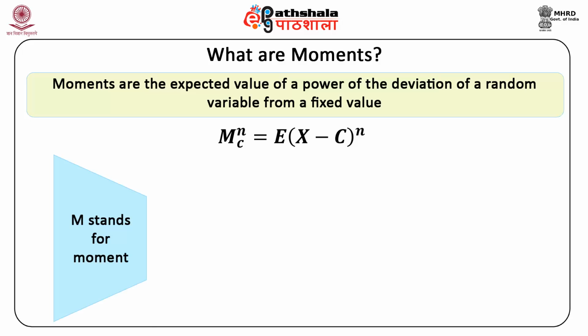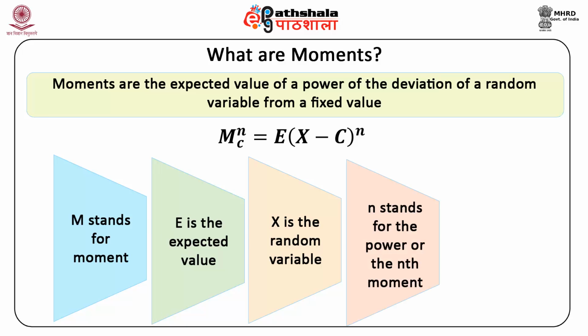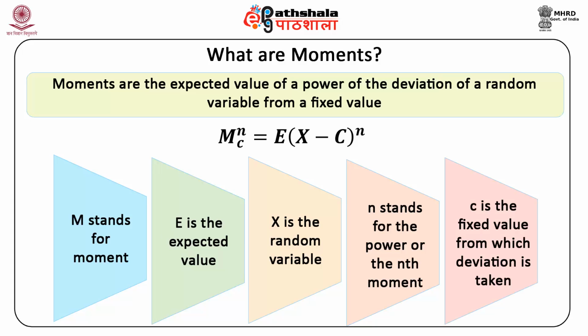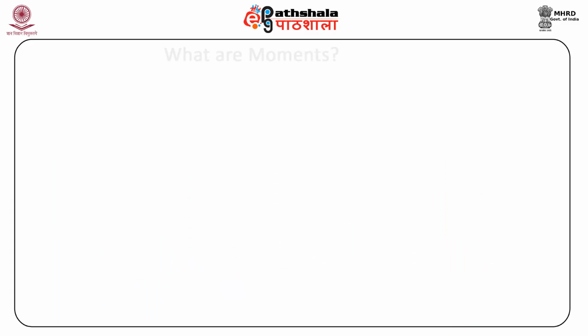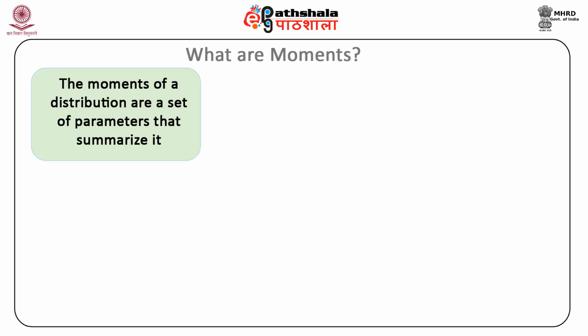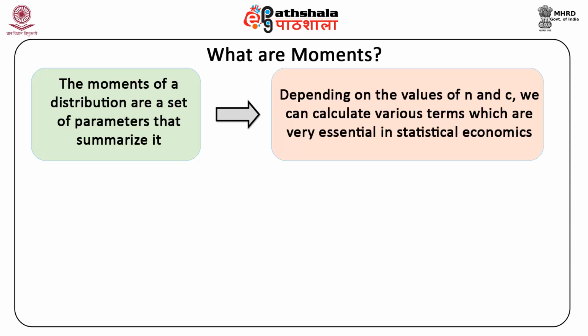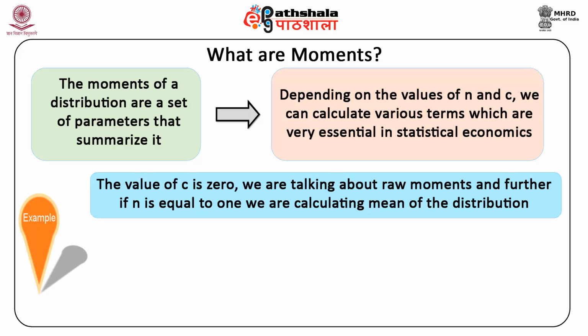Here M stands for moment, E is the expected value, X is the random variable, n stands for the power or the nth moment, and c is the fixed value from which deviation is taken. The moments of a distribution are a set of parameters that summarize it. Depending on the values of n and c, we can calculate various terms which are very essential in statistical economics. For example, when the value of c is 0, we are talking about raw moments. And further, if n is equal to 1, we are calculating the mean of the distribution.